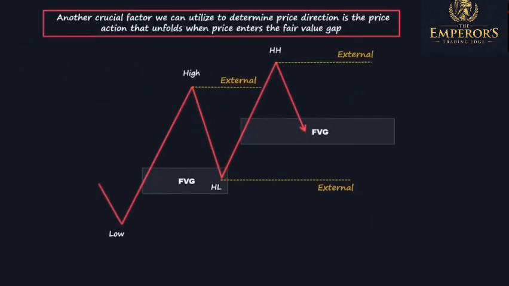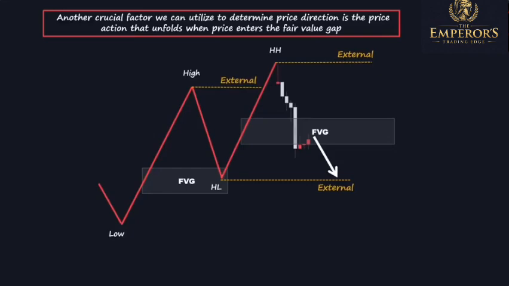Another crucial factor we can utilize to determine price direction is the price action that unfolds when price enters the fair value gap. If the price respects the fair value gap and demonstrates a robust rejection towards the upside, it suggests that the price will likely aim to reach the upper external liquidity. Conversely, if the price does not exhibit a significant reaction upon reaching the fair value gaps, it indicates that the price is more likely to move downward in order to target the external liquidity accumulated below the low.